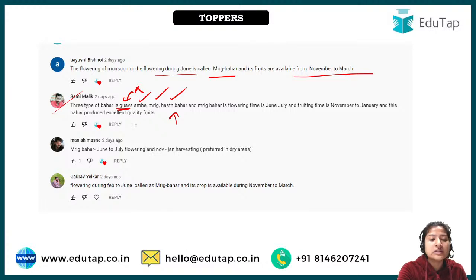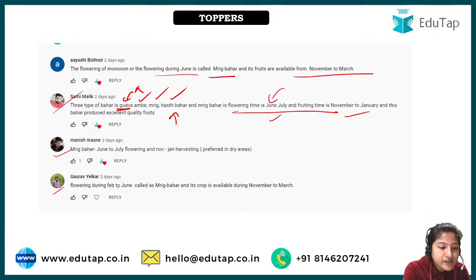Alright, so he said the correct answer, and then he gave the time period of Mrig, that was June, July and November, January, right? Then Manish also said the correct answer, very good. And then Gaurav, here you said Feb to June, right? So that is not right. It's more about June, July, right? So that is the correct answer to this.